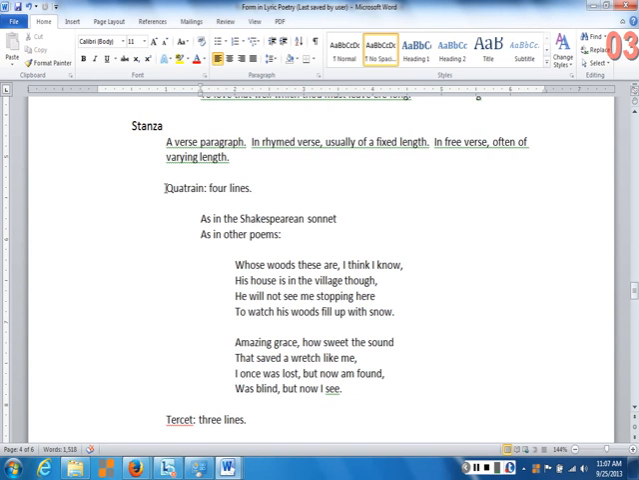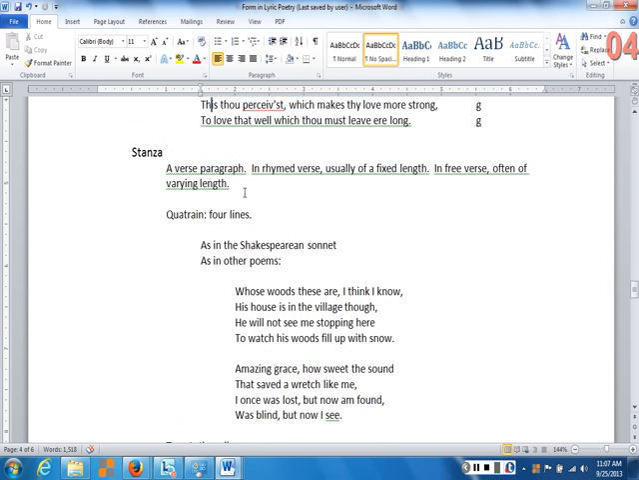All right, so let's look at different kinds of stanzas. First of all, the quatrain. Okay, you know what a quarter is? 4, right? Quatrain then, 4 lines. A quatrain is a stanza of 4 lines. The Shakespearean sonnet then is made up of groups of 4 lines.